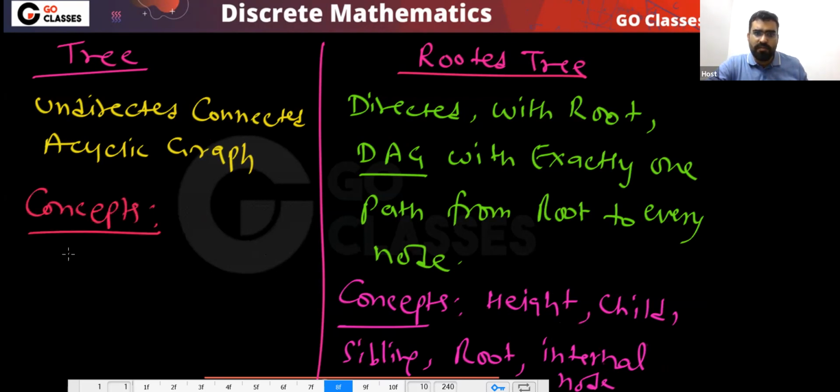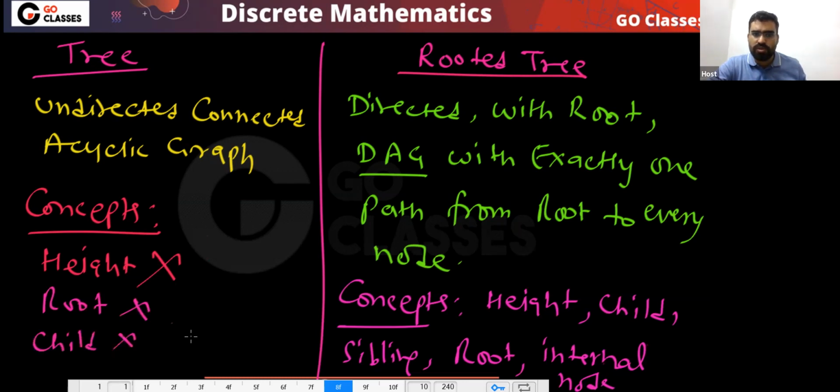In these trees we don't have the concept of height. There is no concept of height. This root concept we don't have. There is no concept of root, no concept of child, and no concept of internal node. So these concepts we don't have here.